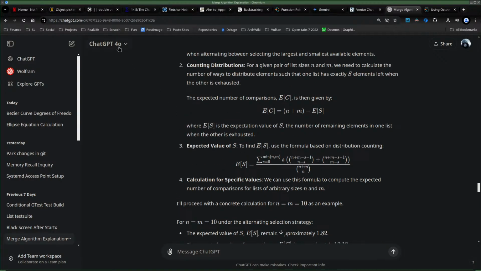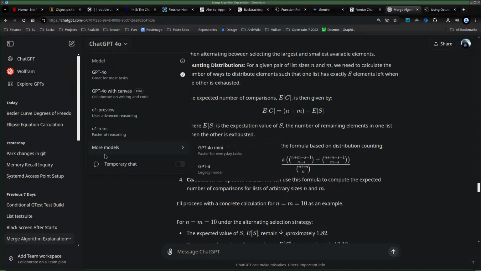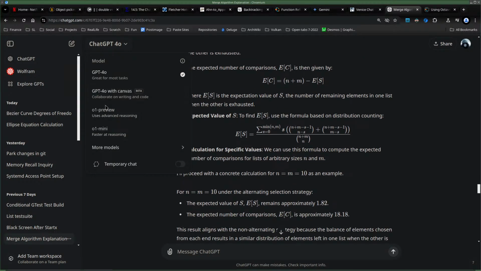Is this o1 now already? Maybe it is actually. Sorry, o1 preview. This was o1 preview. So we are waiting for o1. I thought it was the end of this year or something before we get that.